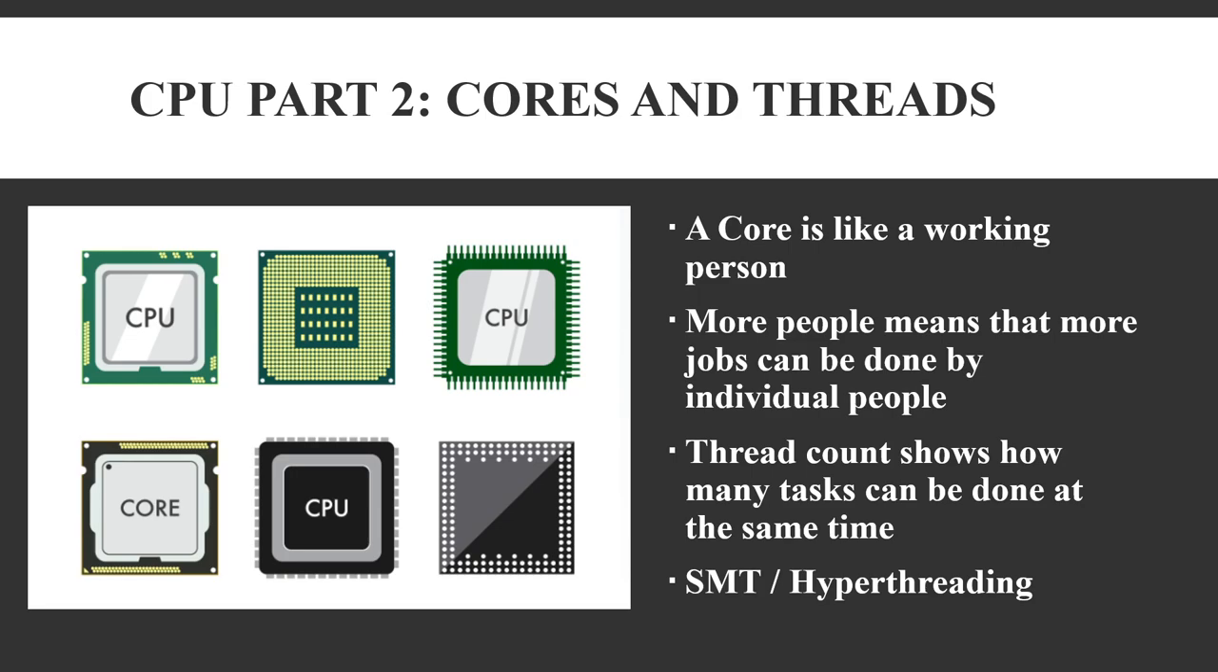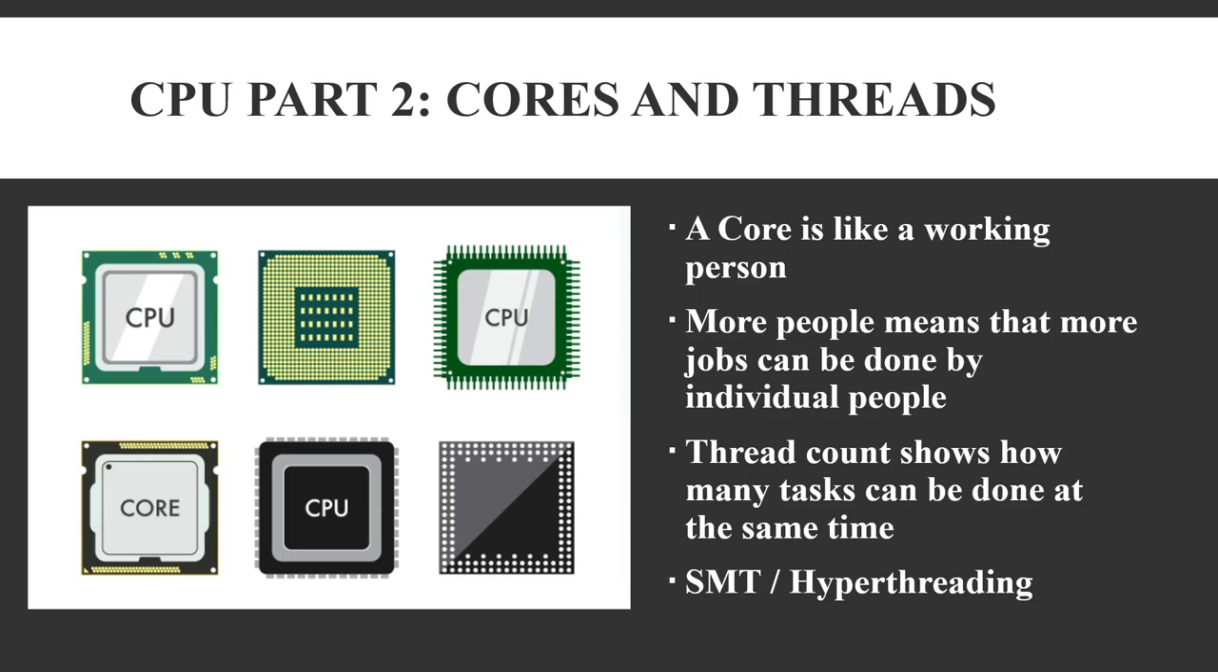Okay. So that goes into SMT and hyperthreading. SMT stands for simultaneous multithreading. Hyperthreading is basically Intel's version of SMT, which is basically where you take a CPU and you take its cores, and usually you basically double the core count for the actual thread count. So that means that each core, once again, can do two simultaneous tasks. It means that if you have a 6-core CPU, you might actually have 12 threads, which means you can do 12 tasks at once.